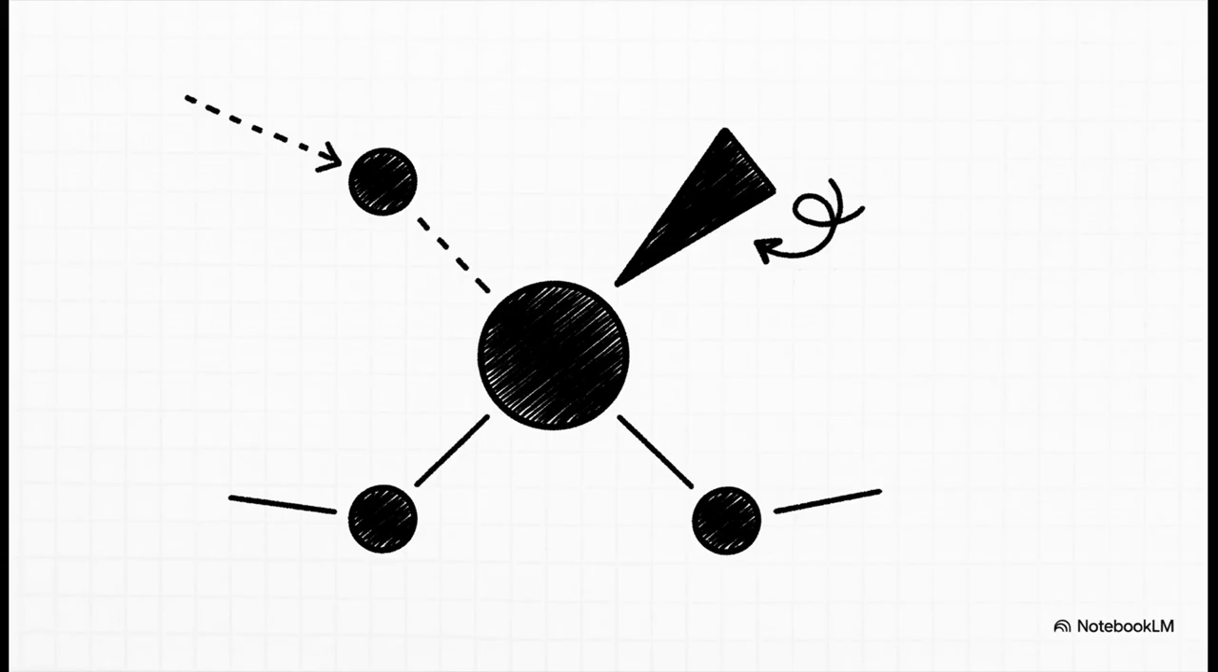Okay, first up is the wedge dash projection. You should think of this one as the classic 3D drawing. The solid wedges, those are the bonds that are popping out of the screen, coming right at you. And the dashed lines, those are the bonds fading into the background. It gives you a really immediate sense of the molecule's actual shape and depth.